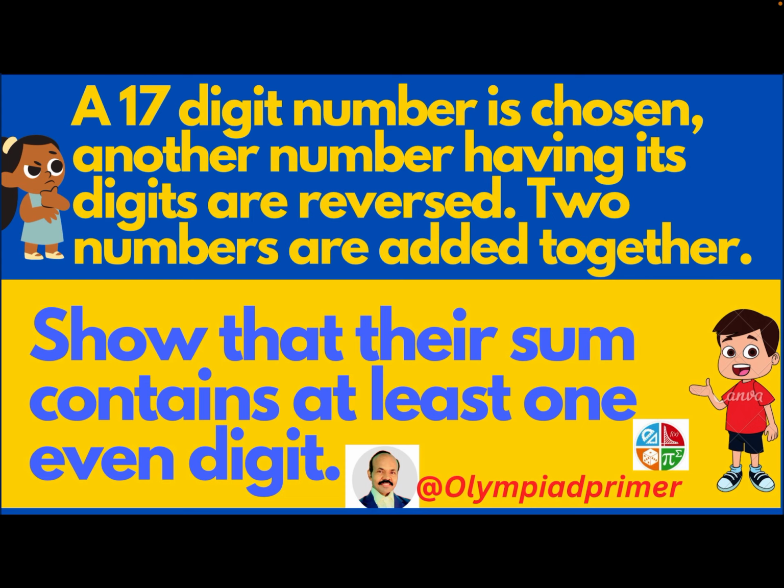The problem is: a 17-digit number is chosen, and another number is formed having its digits reversed. The two numbers are added together. Show that their sum contains at least one even digit. This is today's problem. We should solve this problem. How can we solve it? How can we show that at least one of the sum digits would be even? Here we should follow a strategy.